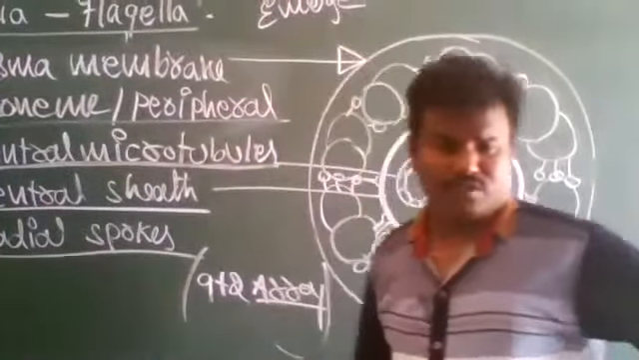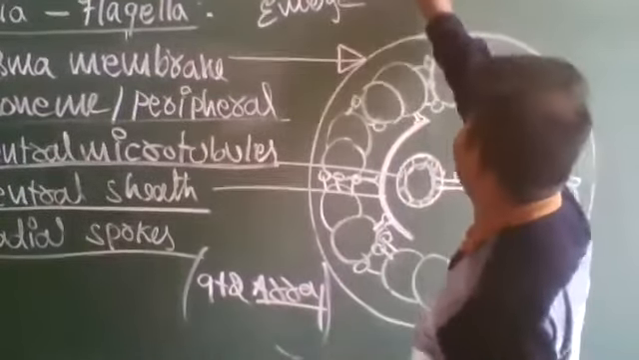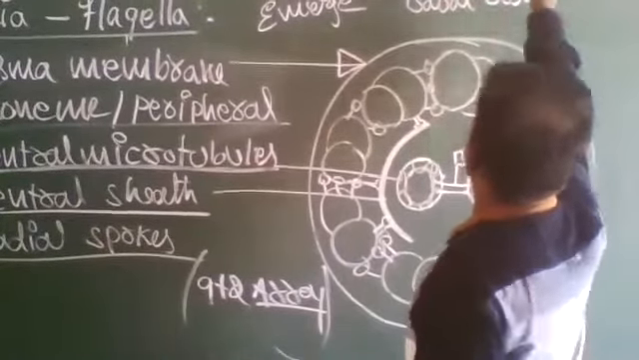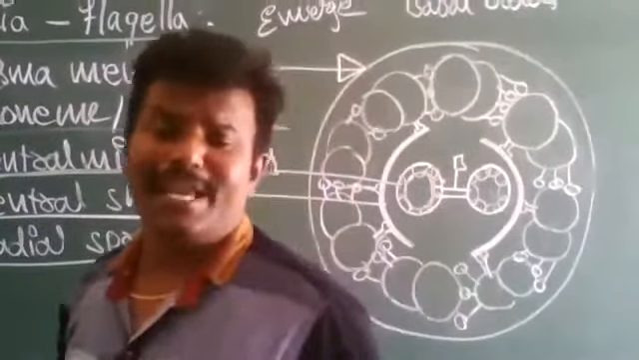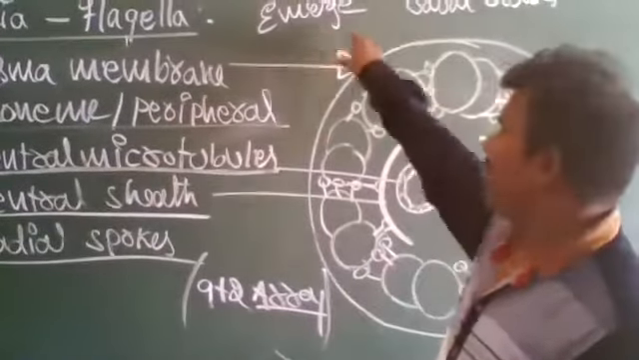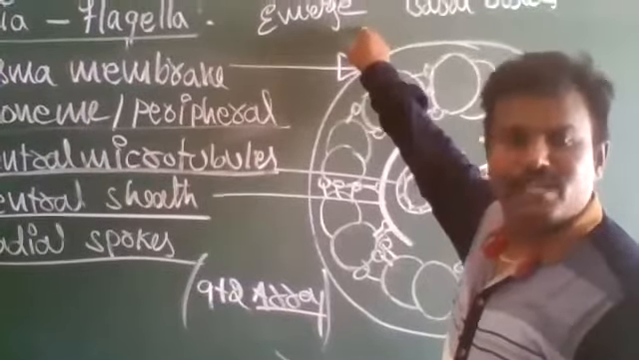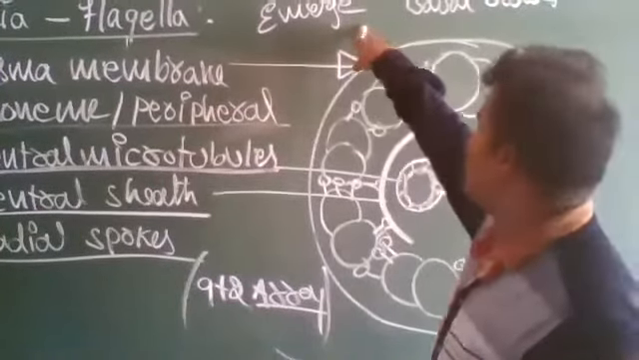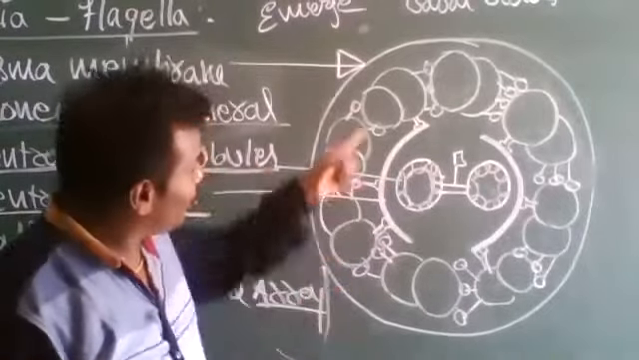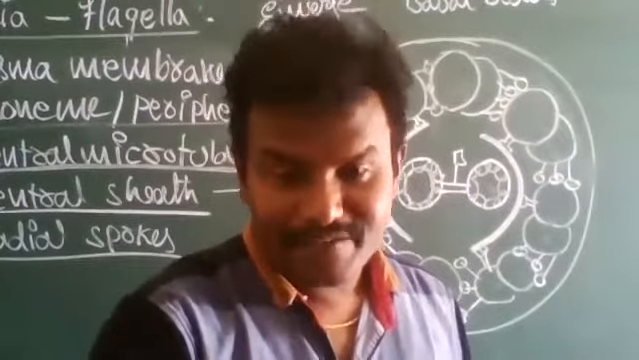Both the cilia and flagella emerge, meaning come out, from the centriole-like structures called basal bodies. The cilia and flagella come out from the centriole-like structures. What are centrioles? That is the next topic. So it is an important topic. If you remember the diagram, from the diagram only you can explain complete information of cilia and flagella.